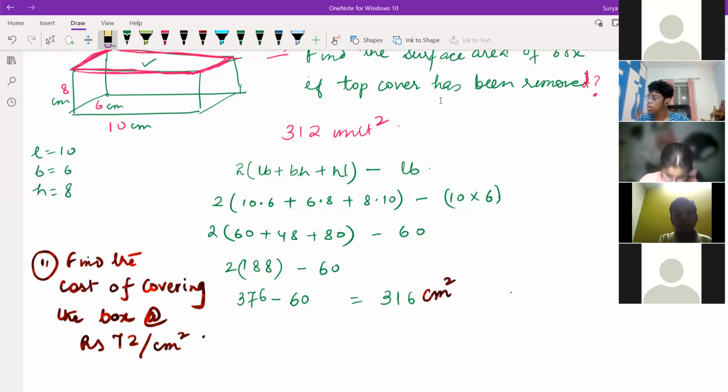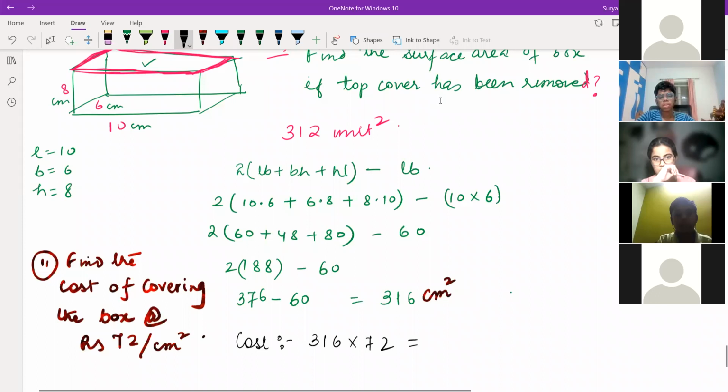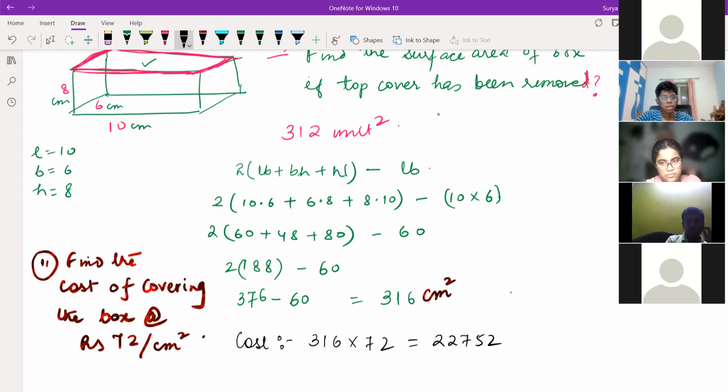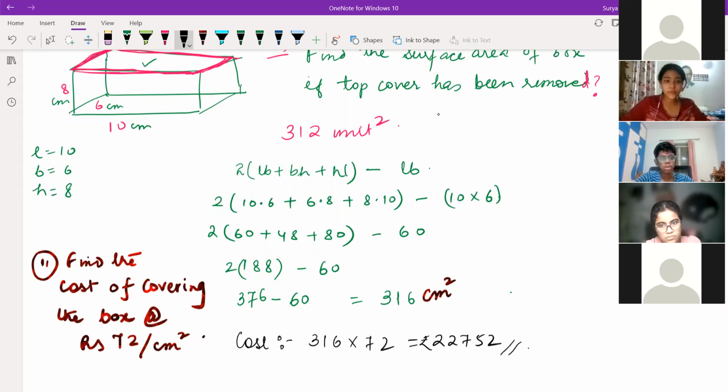See, if you're finding cost here, your voice is breaking, Sai Charan. Bhumika, I think your answer is correct, no? 22752. Sir, even I got the same one. Sir, even I sent you the same answer. Because it's normal, right? This is your surface area.